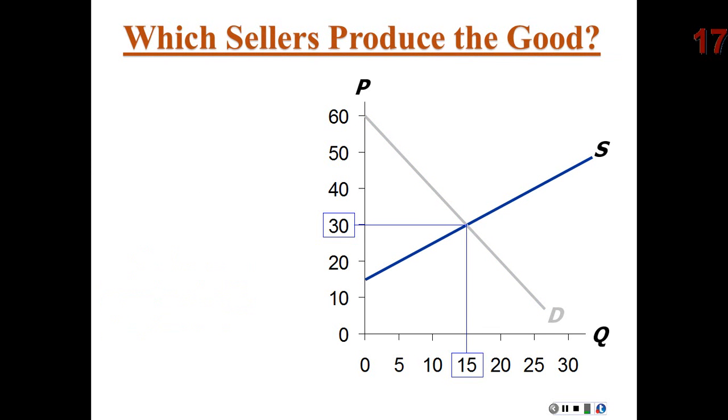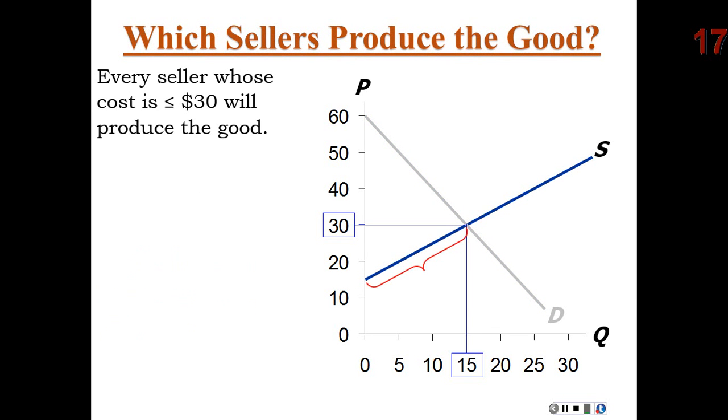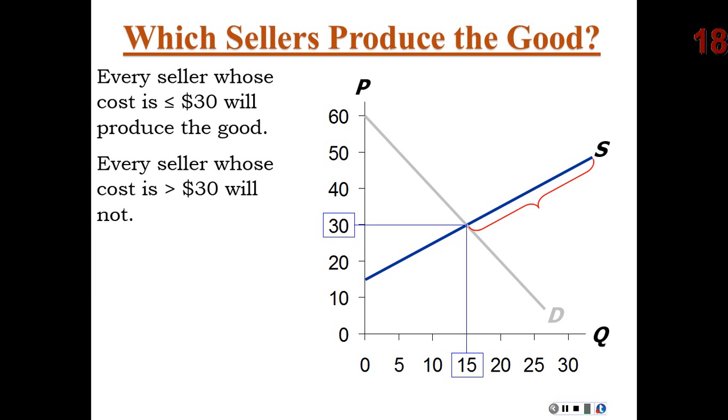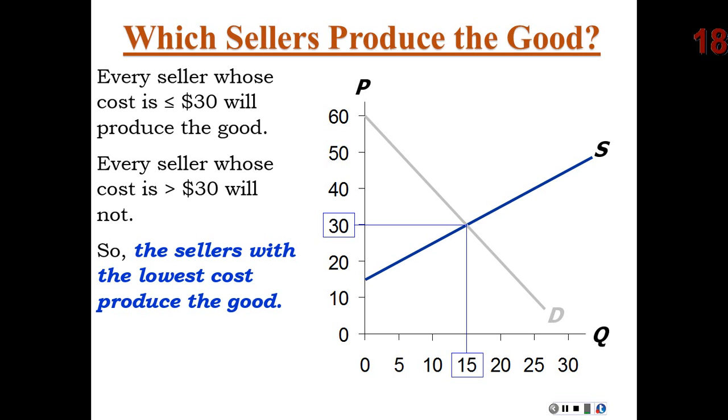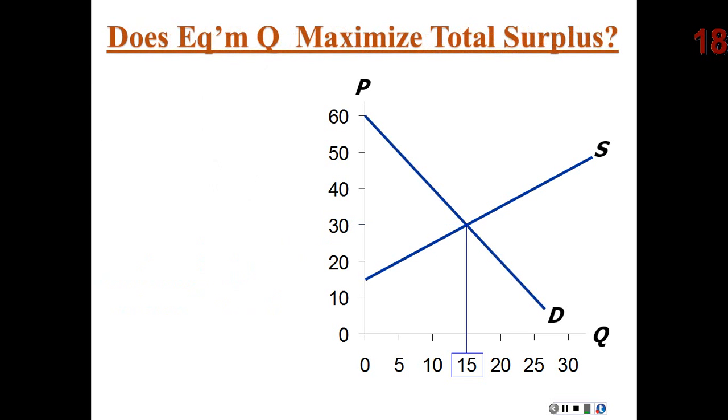Now, what about the cost and the sellers? Well, every seller whose cost is less than or equal to 30 would be willing to produce the good. And if their cost is greater than 30, they would not produce the shoes, because their cost would be greater than the price. And so absolutely, the sellers with the lowest cost are the ones producing the good in our competitive marketplace. Now, can changing the equilibrium quantity increase total surplus?